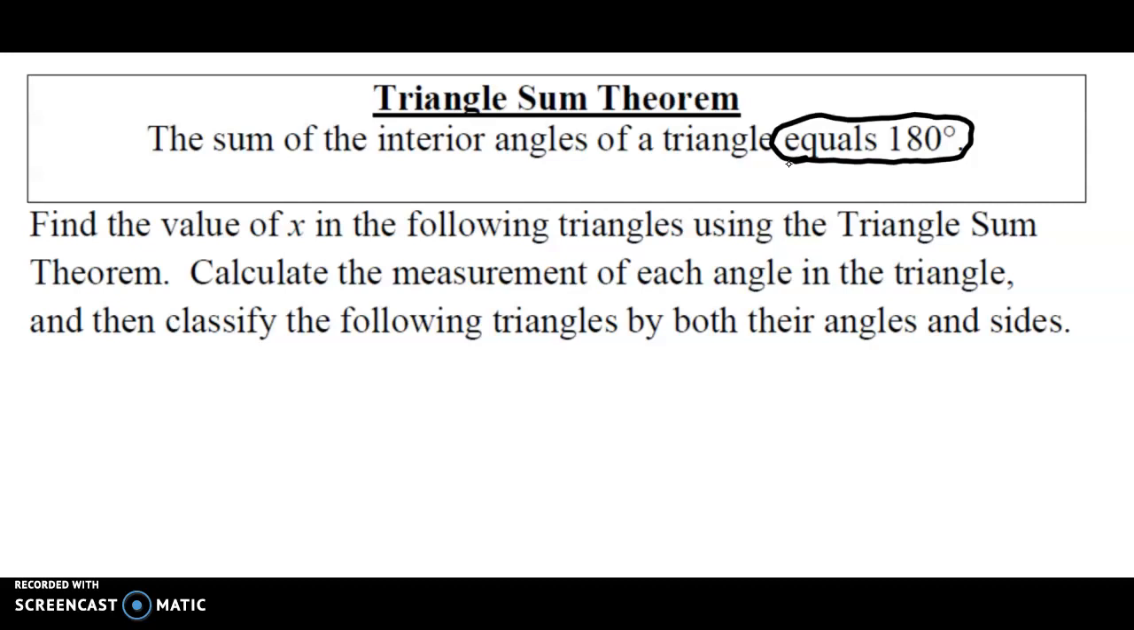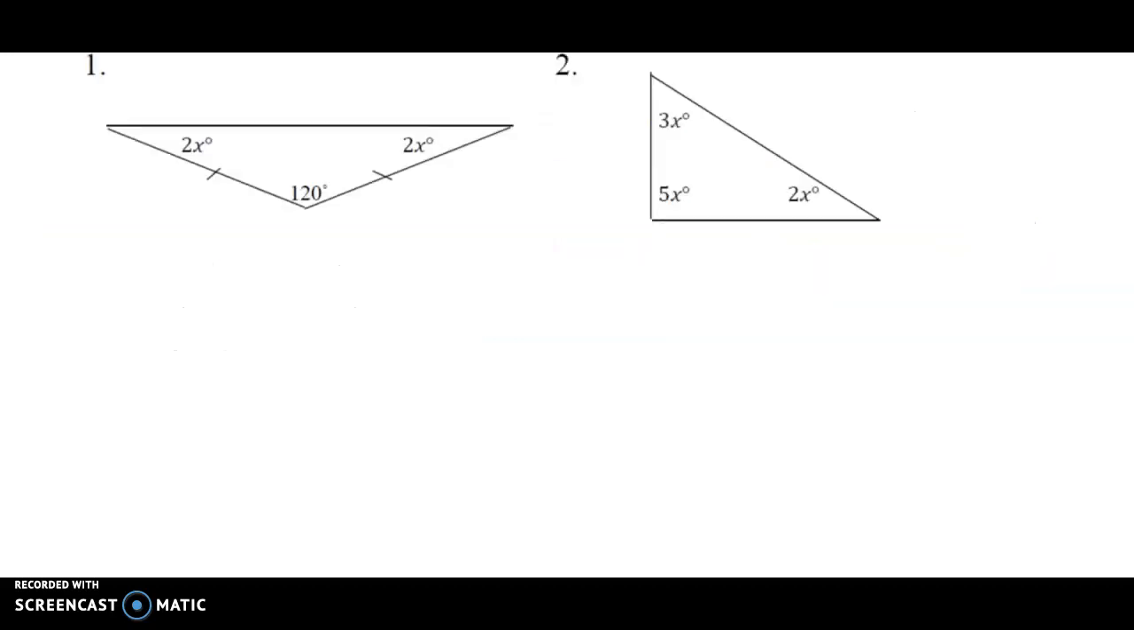So the problems we're going to do today are: find the value of x in the following triangles using the Triangle Sum Theorem, calculate the measurement of each angle in the triangle, then classify the following triangles by both their angles and sides. Remember that each triangle has two names when you are classifying. So let's take a look at the first one here.